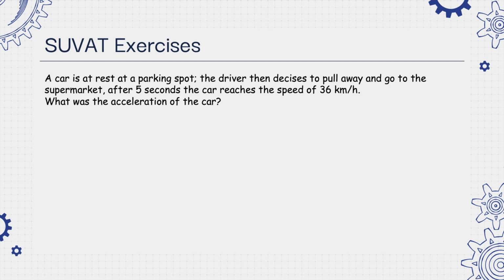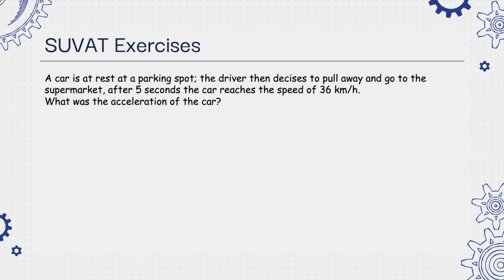Let's do some exercises. The first exercise says a car is at rest at a parking spot. The driver then decides to pull away and go to the supermarket. After 5 seconds, the car reaches the speed of 36 kilometers per hour. What was the acceleration of the car?